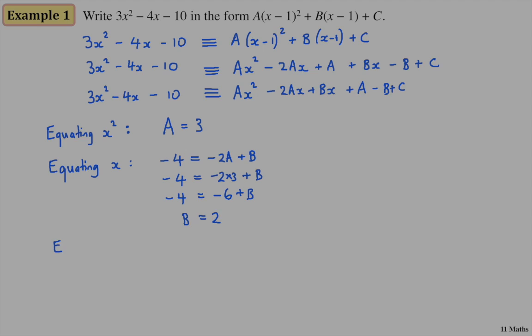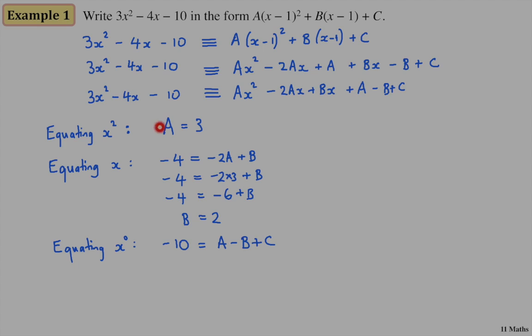And the last thing I need to equate, now I could call them constants, but I abbreviate it like this. That just means equating any term that has no x's. So on the left side, I've got a minus 10. On the right side, I've got a couple of letters. So I get minus 10 equals a minus b plus c.